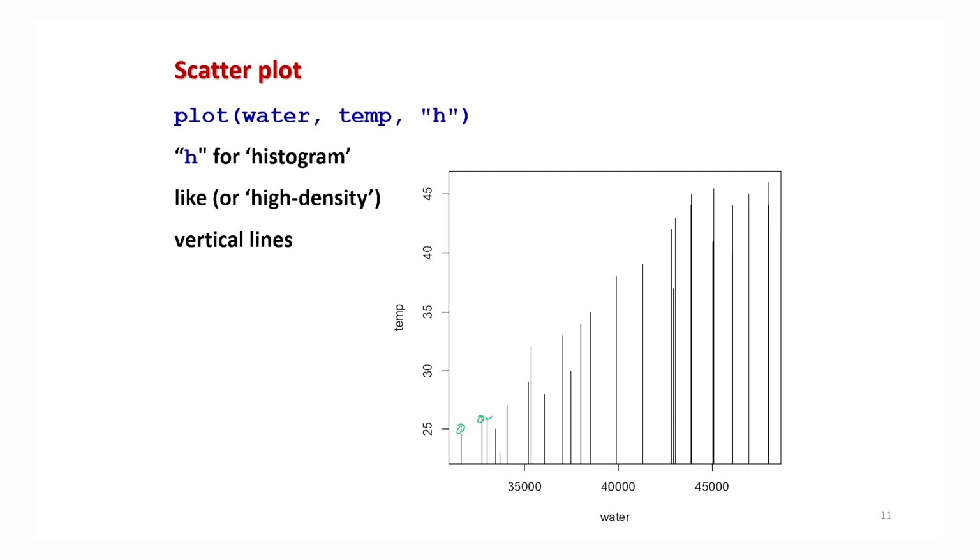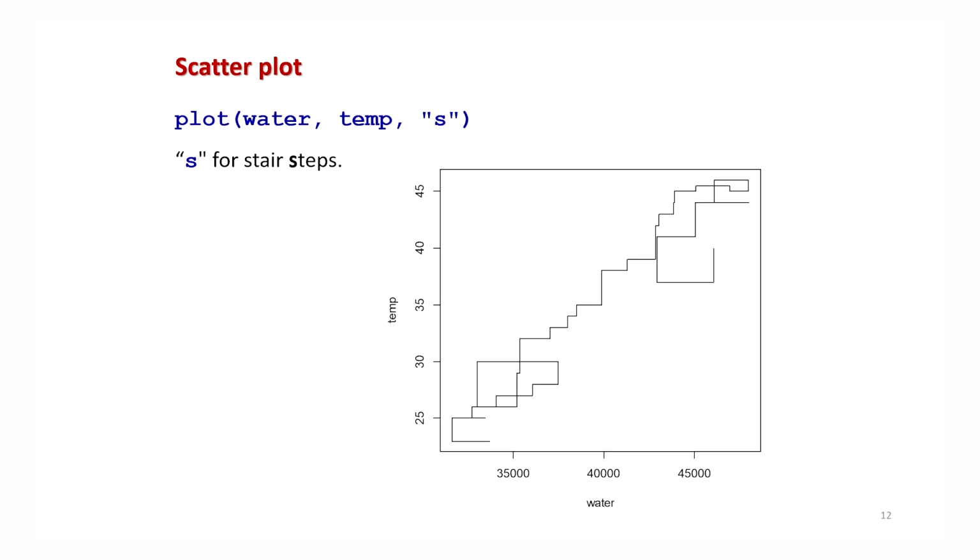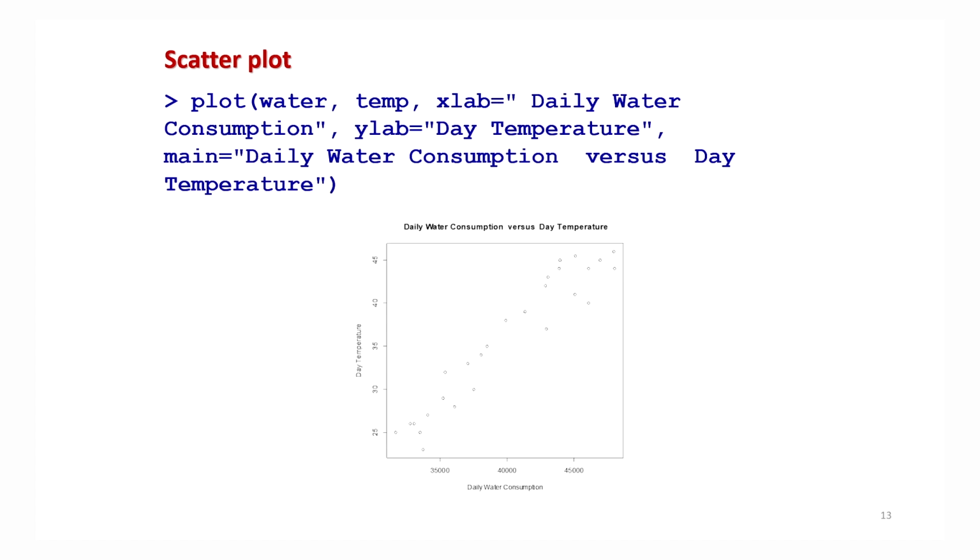Similarly, if you use type h, then all these points will be like this, and these high density lines will be created here. So it looks like a histogram which has a very small width, and these are essentially high density vertical lines. In case you use the option type is equal to s, then all these observations will be like this. It looks like stairs, on which people actually climb. So depending on these different types of observation or requirement, we make a suitable choice of the type and we make suitable plots.